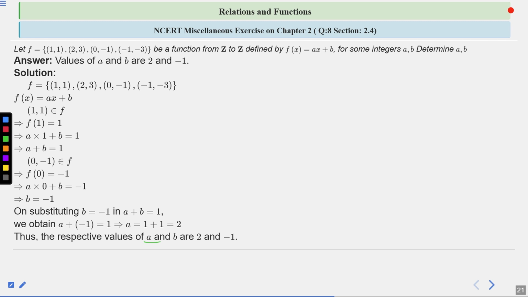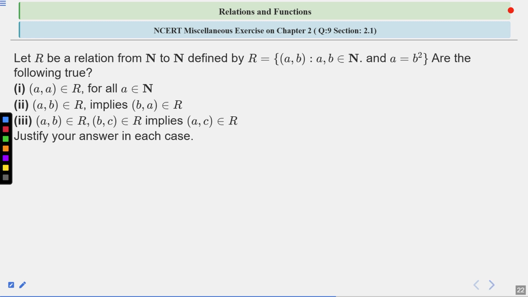Clear? So A is 2 and B is -1. This question: a relation R from N to N, the set of naturals to naturals, is described in this set-builder form, the collection of all (a, b) ordered pairs such that both a and b belong to the set of naturals and a is equal to b square.